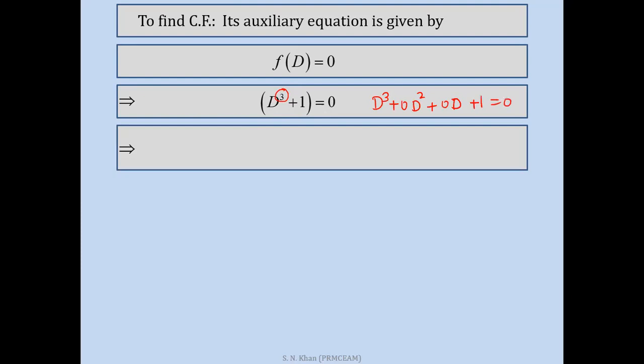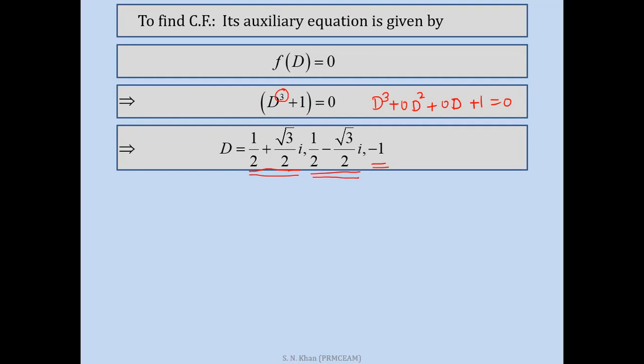And then by using a calculator, we can get its roots. So the roots of this equation will be D equal to 1 by 2 plus root 3 by 2 i, that is the first root. 1 by 2 minus root 3 by 2 i, that is the second root. And minus 1, it is the third root. Total 3 values aane chahiye because we are having a cubic equation.